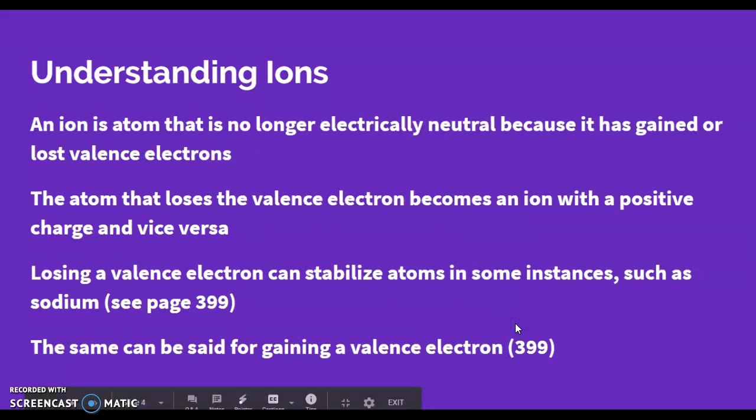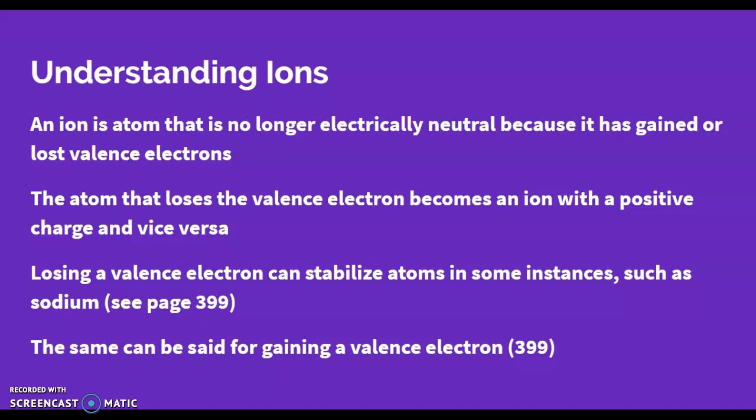So just to recap on ions, an ion is an atom that no longer is electrically neutral because it's gained or lost valence electrons. The atom that loses the valence electron becomes an ion with a positive charge. Why is this? It's because it then has more protons, right? Protons are the positive charge, and it's losing one of its negatively charged electrons. So therefore, it's a positive ion.